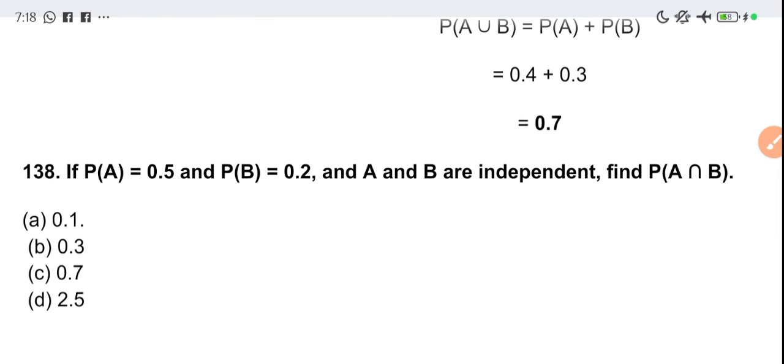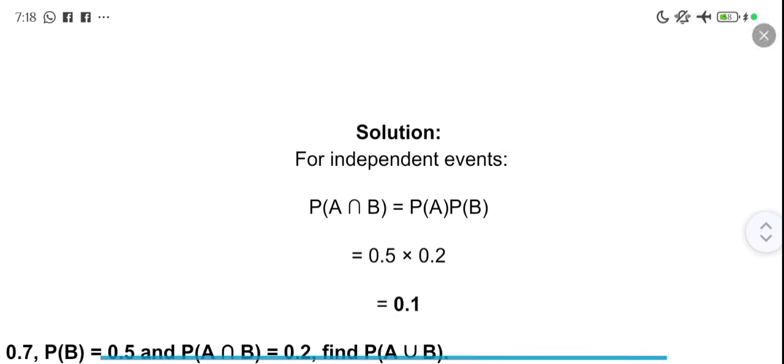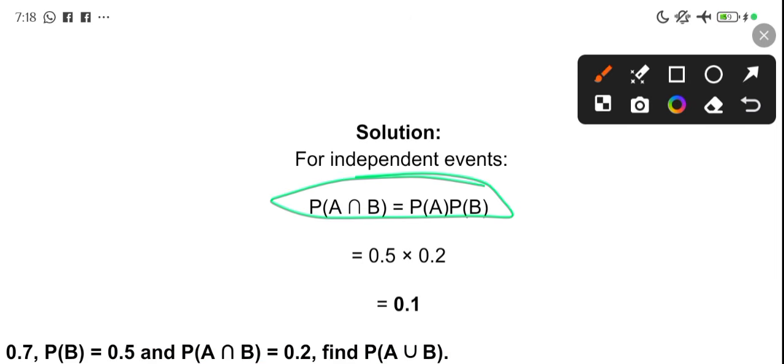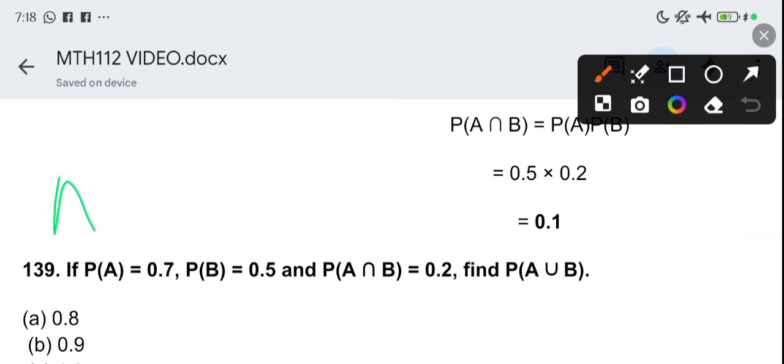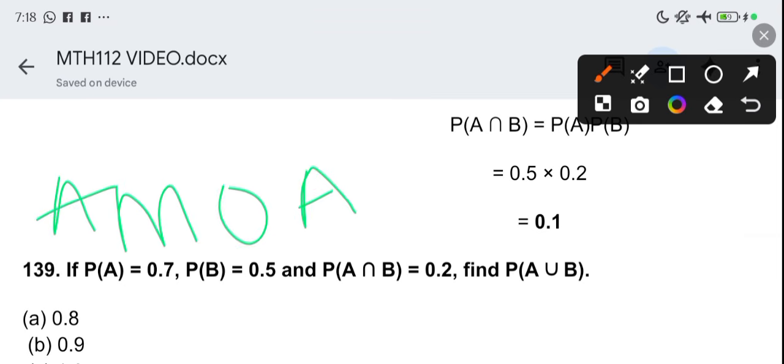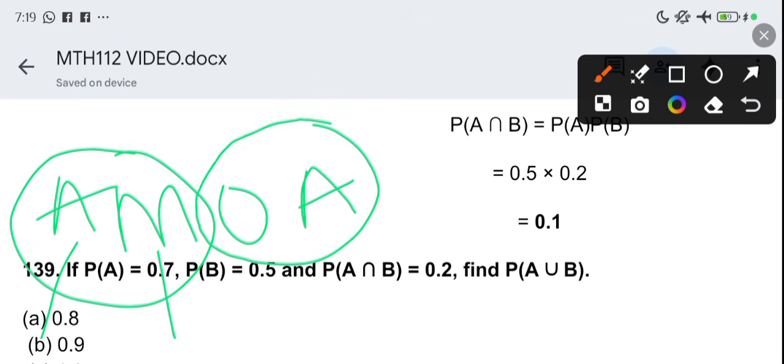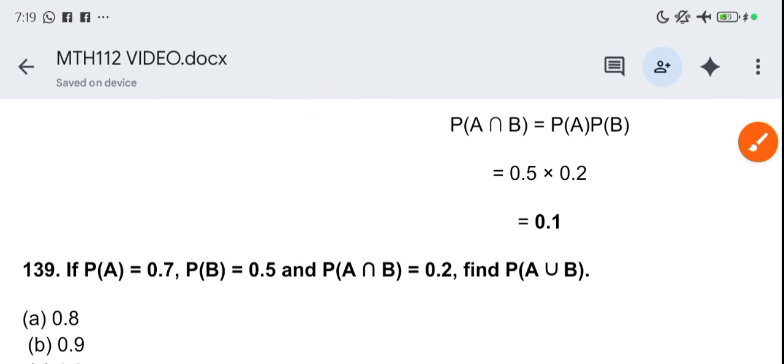Very simple. If the probability of A is 0.5 and probability of B is 0.2, A and B are independent, find this. All you need to do is also input your formulas. You should know the formulas very well. This is the formula, the product. So just multiply and then you get your answer. And please, take note of the acronym AMOA. It's like you want to spell AMOS, but the S you change to A. What does this mean? This means when you say and, you multiply, and when you say or, you add. It's as simple as that.